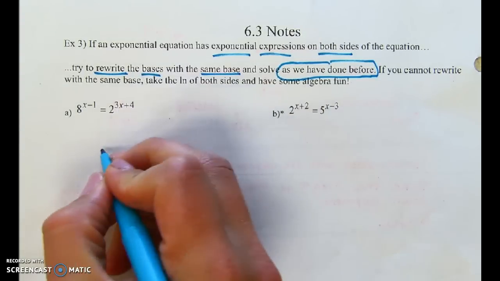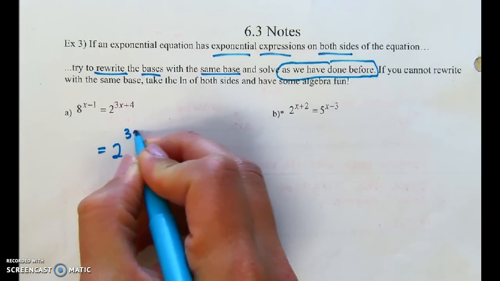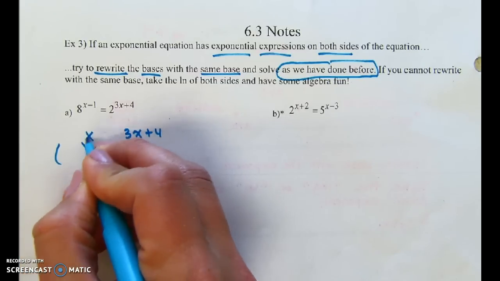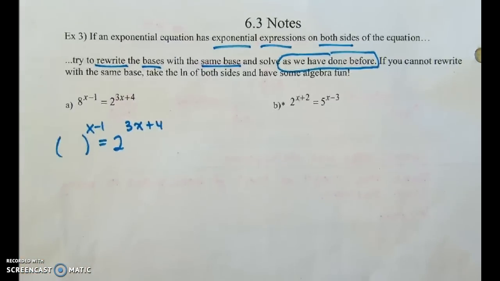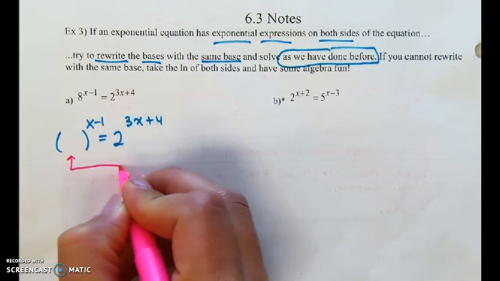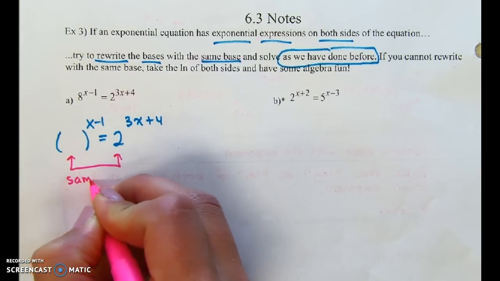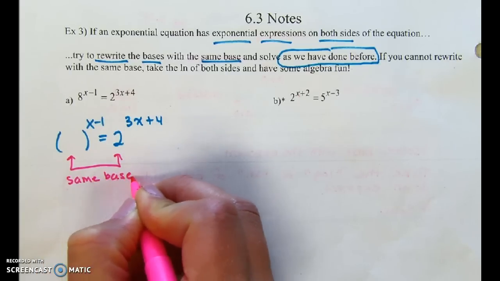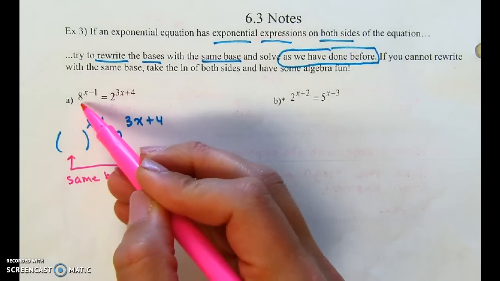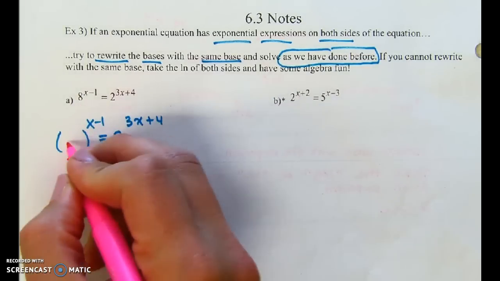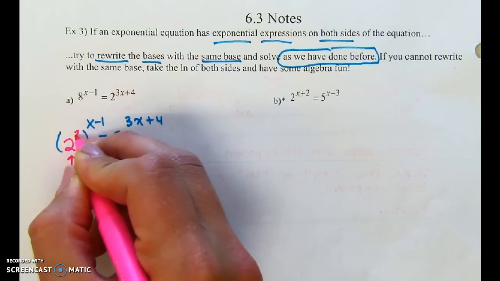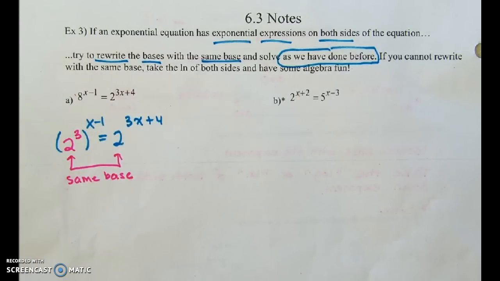So right here, this 2 is to the power of 3x plus 4, but can we rewrite the 8 to have a base 2? But it still has to be equals, right? So can these guys have the same base? 2 to what power is 8? 2 squared is 4. 2 to the third power, 2 times 2 times 2. 2 to the third power is 8.